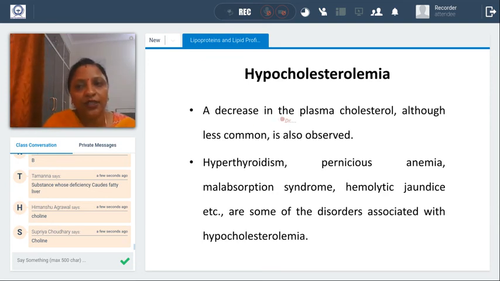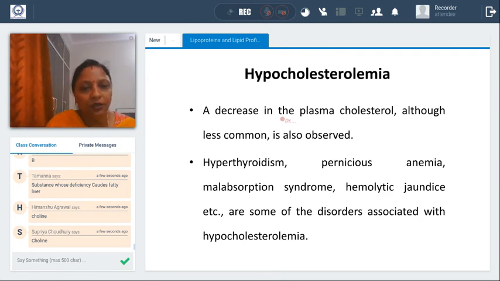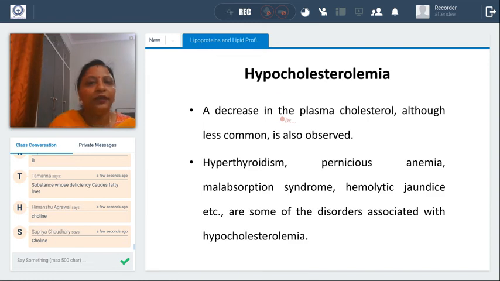Hypocholesterolemia, a decrease in the plasma cholesterol, although less common. Hyperthyroidism, pernicious anemia, malabsorption syndrome, and hemolytic jaundice are some of the disorders associated with hypocholesterolemia, or the decrease in the plasma cholesterol. It is less commonly observed.